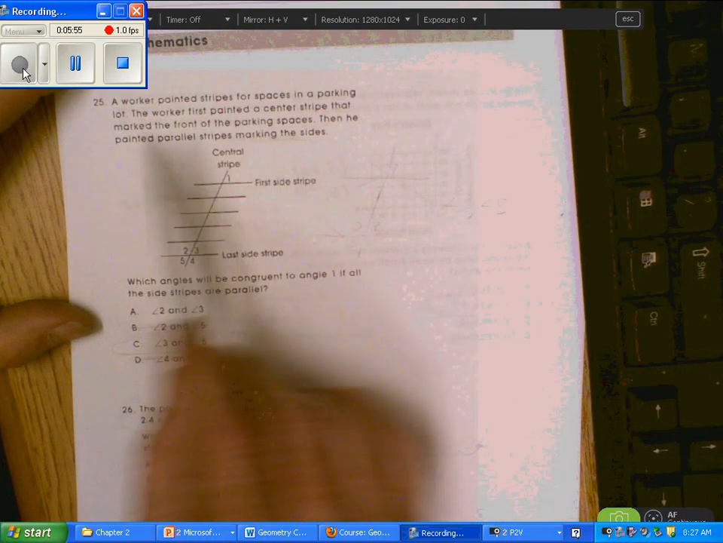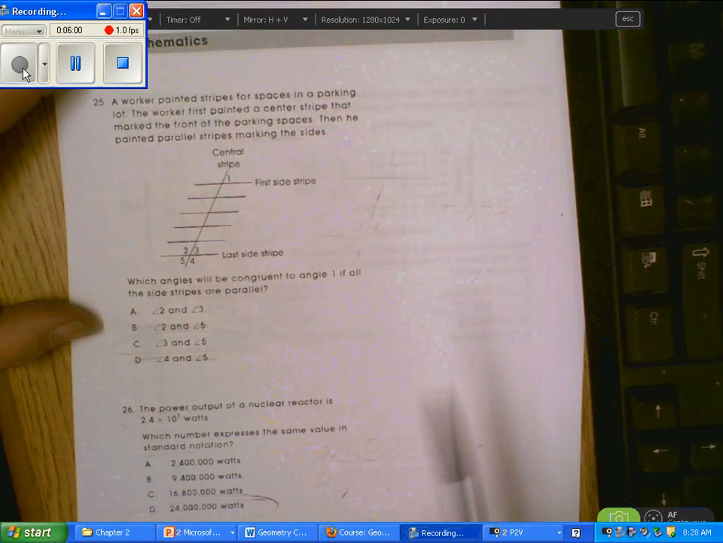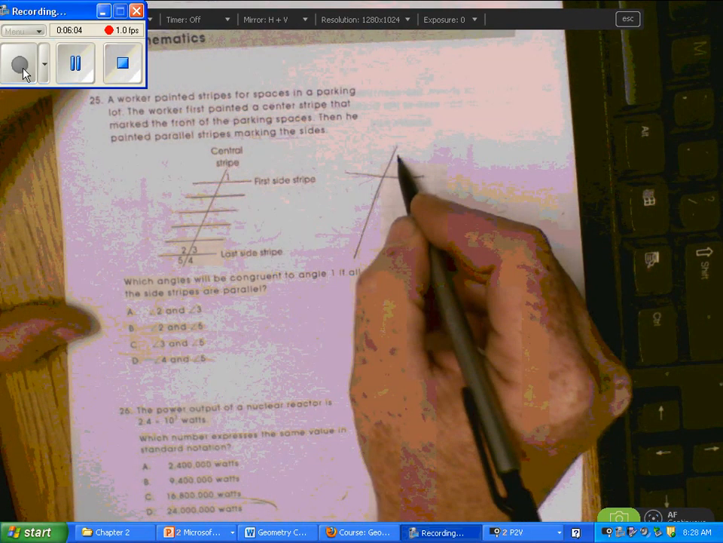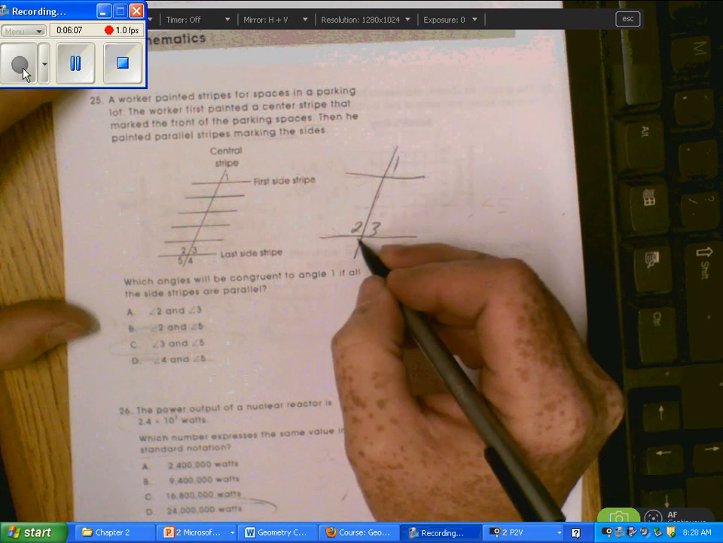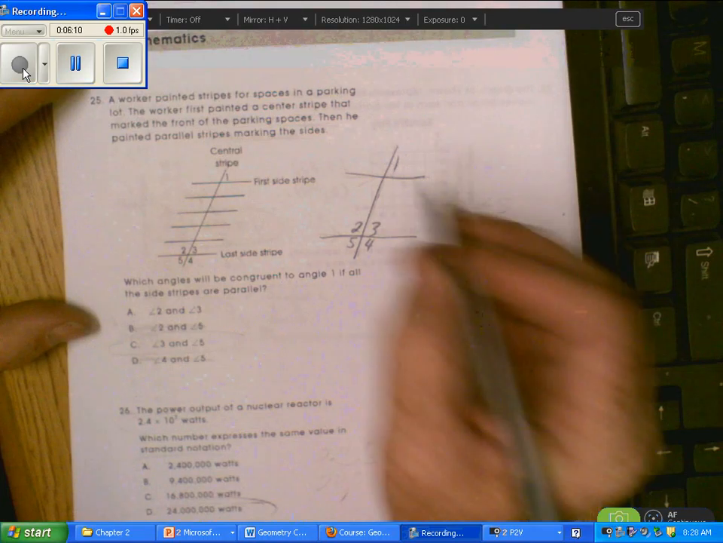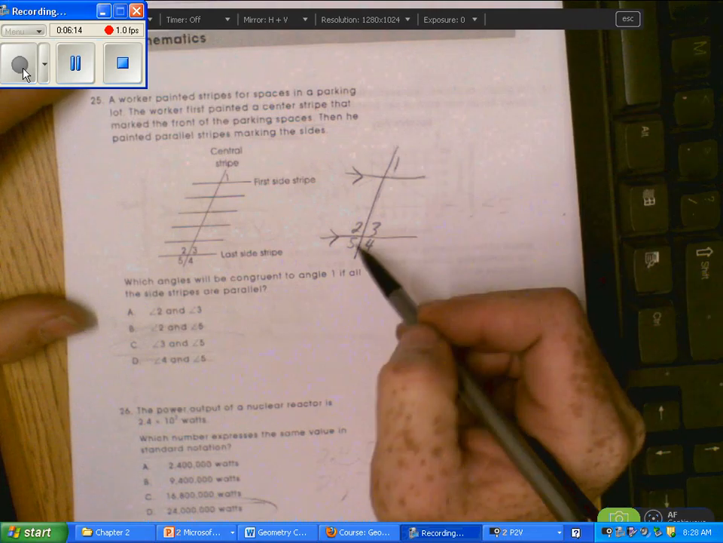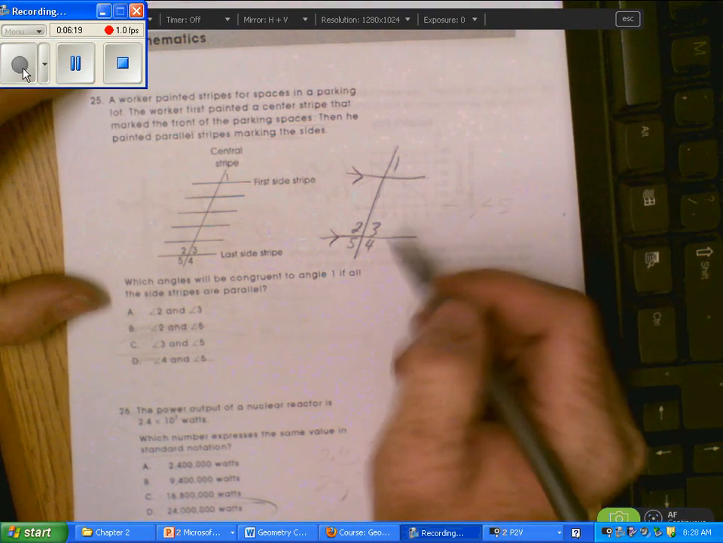A worker painted stripes for spaces on a parking lot. First paint the center stripe, then mark the rest of them, parallel stripes, marking the sides. What I'm going to do first, split off just angle 1 and the other angles down here that we're worried about. Get rid of the extra stuff in the middle. No reason for it. We know that these two are parallel. Anytime you have parallel lines, you have corresponding angles, alternate interior angles, alternate exterior angles, all that stuff.